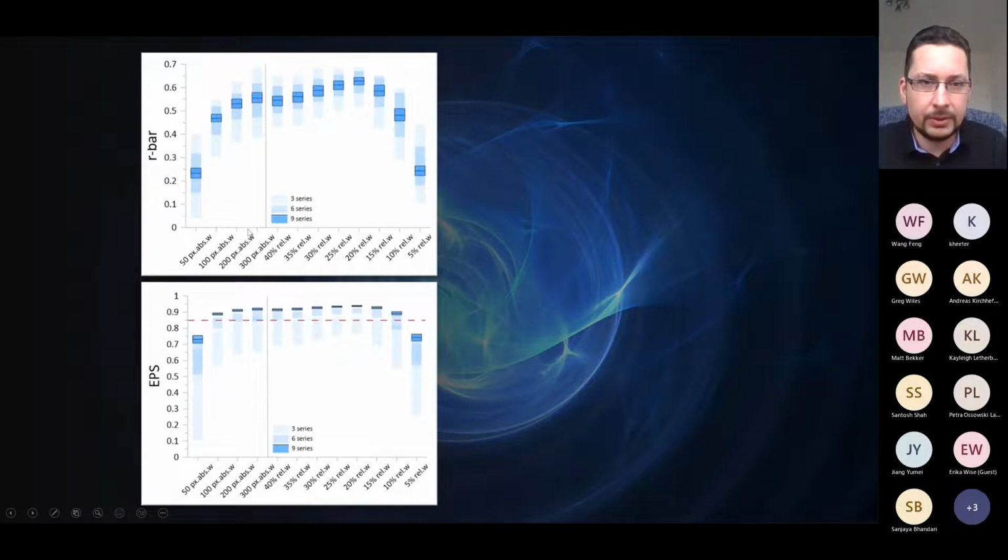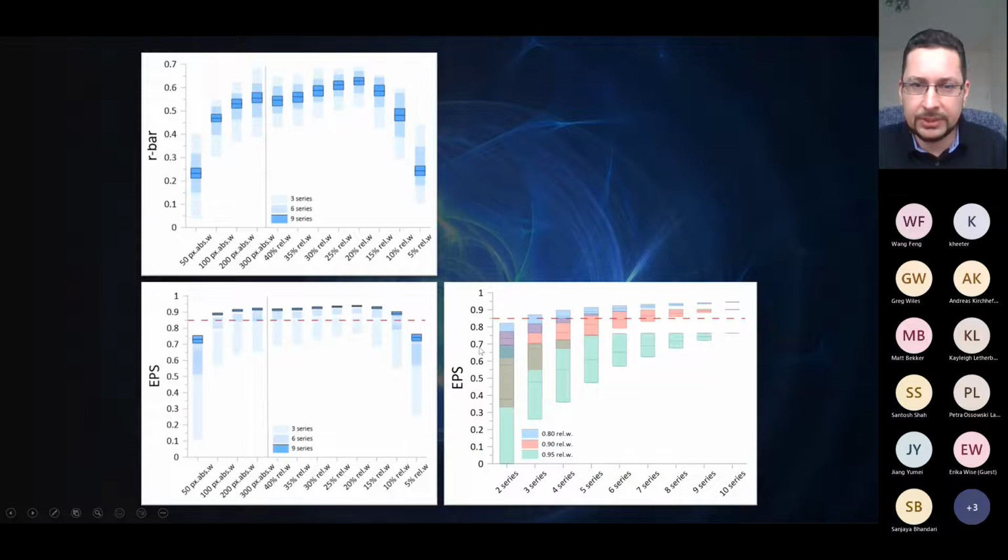So we could just look at what the expressed population signal looks at. Even with just 6 or 9 series, for most of these settings, we can get an EPS above 0.85. That drops off at the very smallest window sizes, so obviously we would need more samples to get a representative chronology.